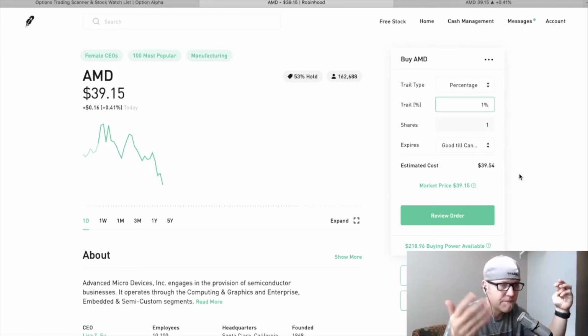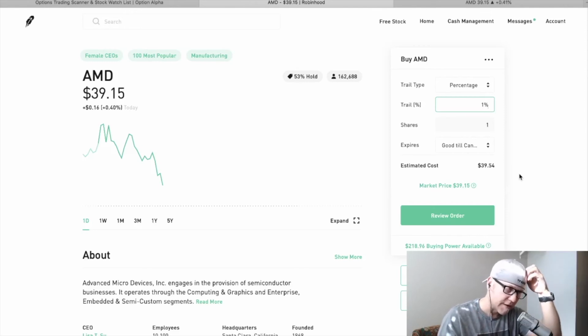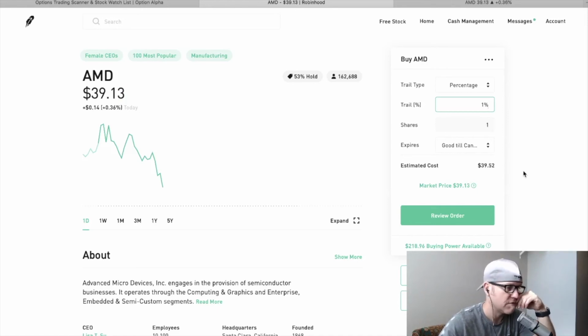Or we can set it to a dime. Let's say if it jumps up another dime or whatever it is. Right now, if it jumped to 39.54, it would trigger our buy. But right now it's just going to follow it all the way down. I feel like AMD's in a downtrend from the recent rally. So we're going to put in a buy order for it to follow it all the way down.